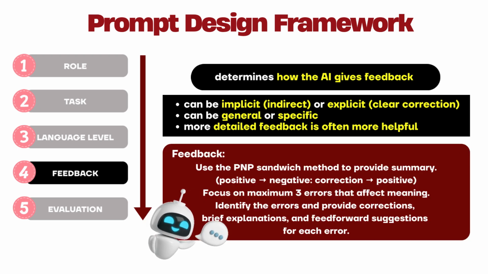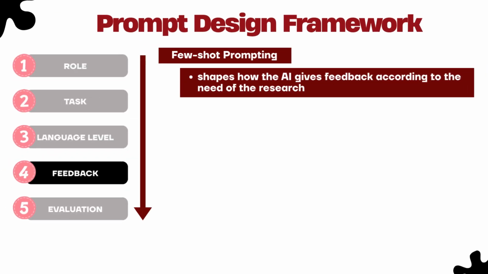Here is an example of prompt that you can write. Here, the AI is prompted to use the PNP sandwich method and focus on a maximum of 3 errors affecting meaning. It is prompted to identify the errors, provide the corrections, give short explanations, and provide feed-forward suggestions. In this step, AI can also be guided using examples through few-shot prompting. By providing examples, we can shape how the AI gives feedback to better meet the needs of the study.